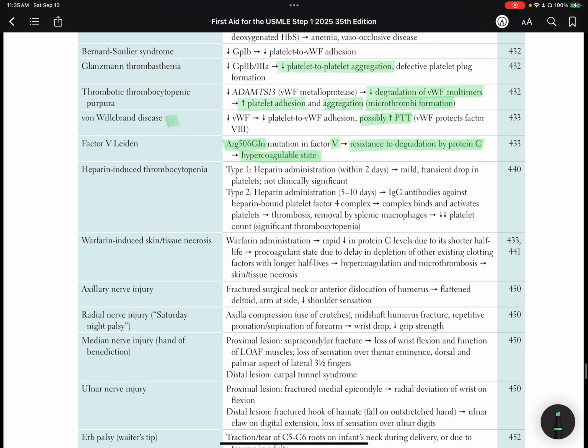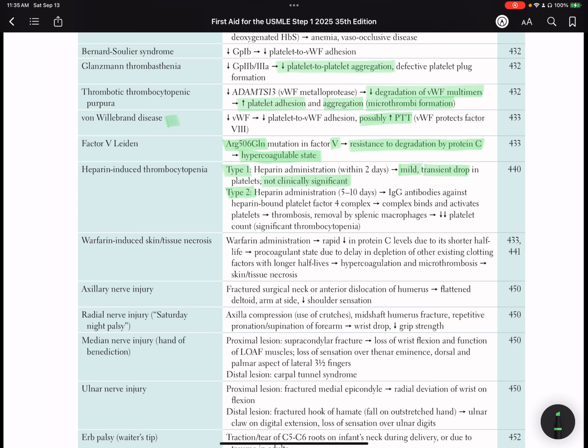What causes HIT, heparin-induced thrombocytopenia? There are two types, HIT type 1 and type 2. In HIT type 1, you give heparin, and within 2 days the patient has a mild transient drop in platelets, but otherwise is stable. It is not clinically significant. However, HIT type 2 is significant.